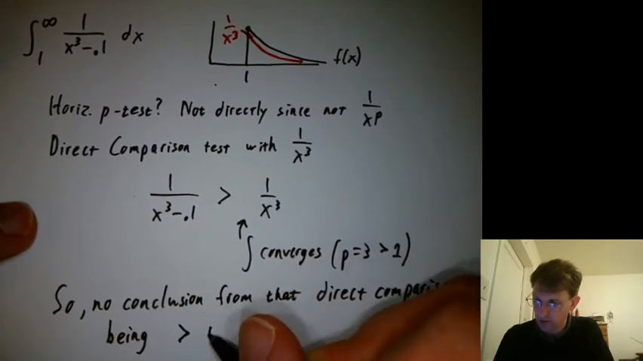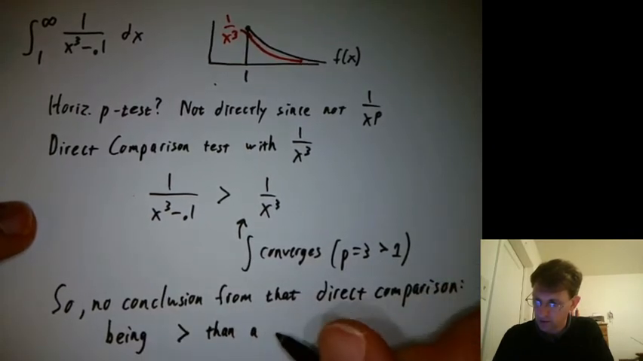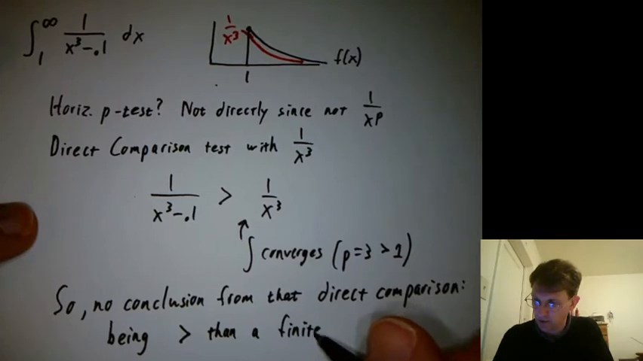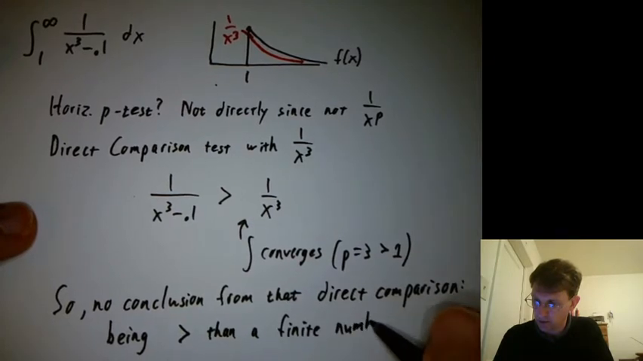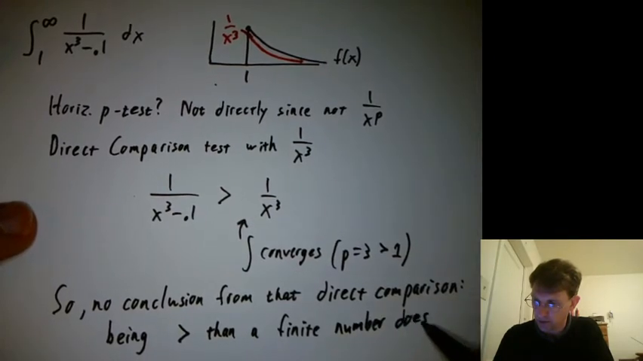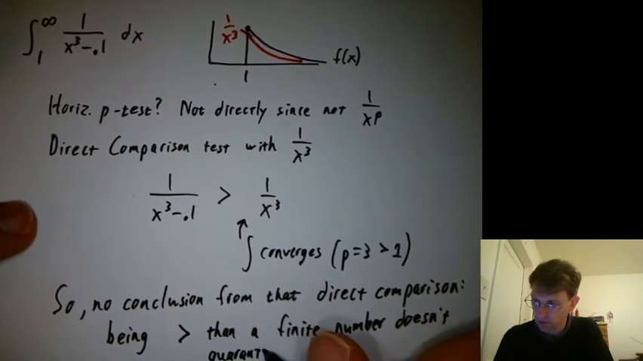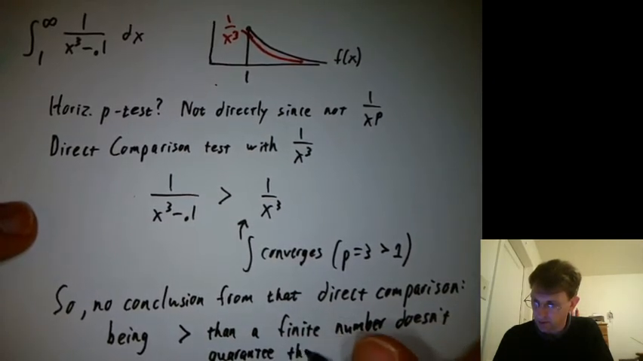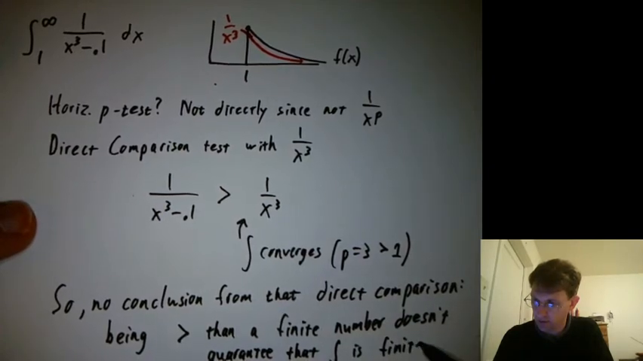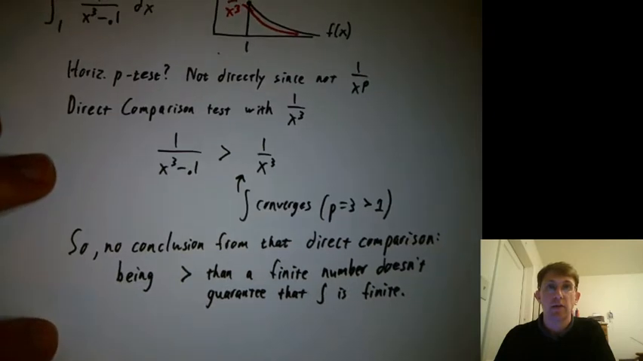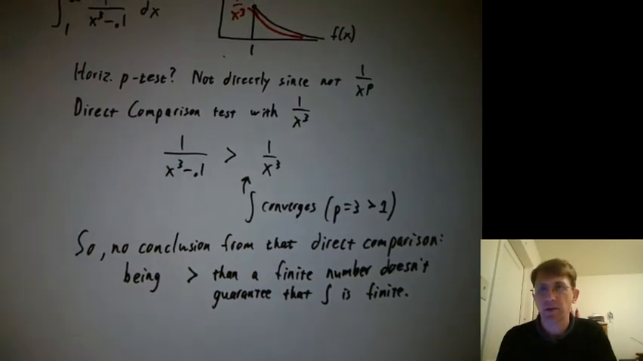Being larger than a finite number doesn't guarantee that the integral is finite. So what other ways could we reason about this? Take a few minutes to think about it.